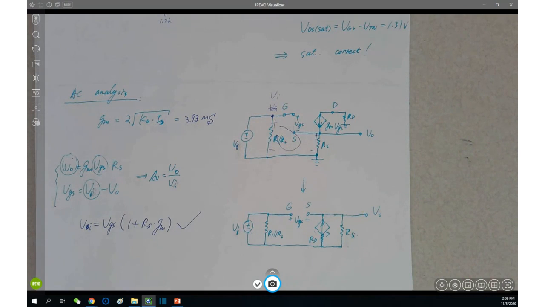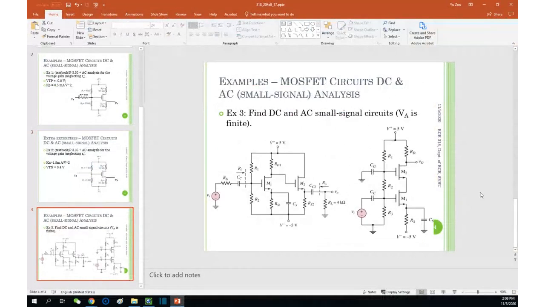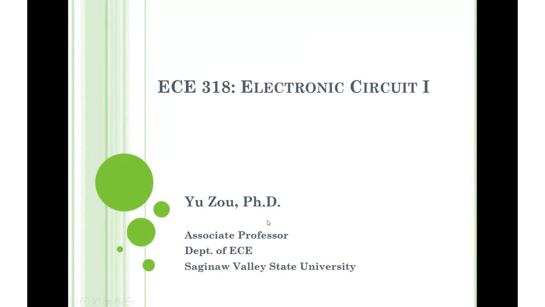All right, so if this is fine, then we move on to the third problem, exercise 3. Very simple, you just directly find a DC and AC small signal circuit. I think the DC circuit is fairly easy, right? For example, the first circuit, but be very careful, we are seeing two stages, or say two MOSFETs. First one is M1, second one is M2, right? So when you're looking for the DC analysis, obviously the DC analysis for this first circuit is just as simple as, let me do this.